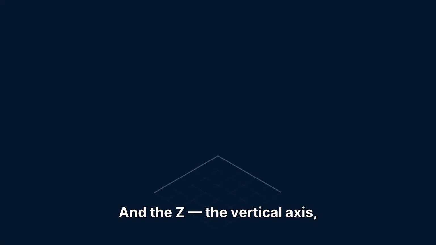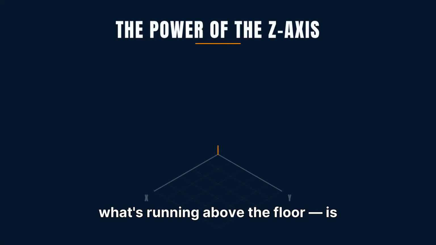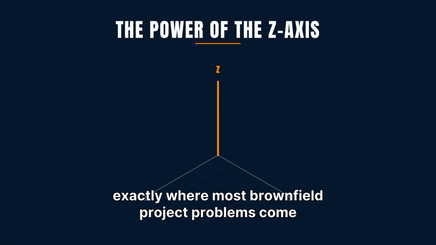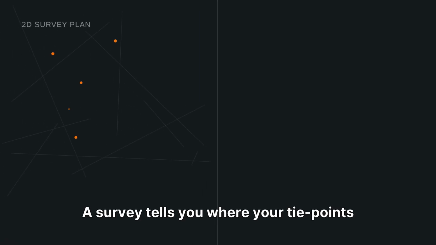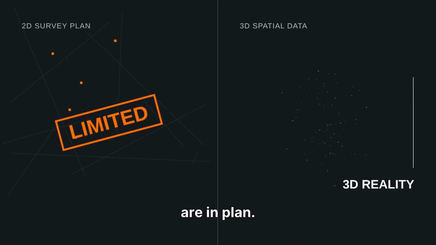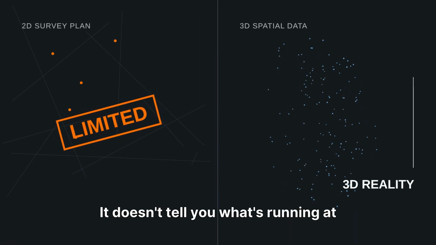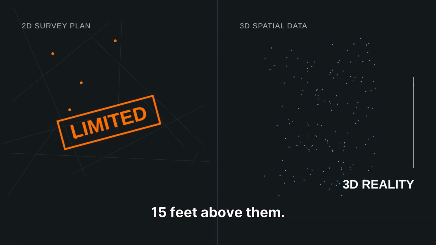And the Z, the vertical axis, what's running above the floor, is exactly where most brownfield project problems come from. A survey tells you where your tie points are in plan. It doesn't tell you what's running at 15 feet above them.